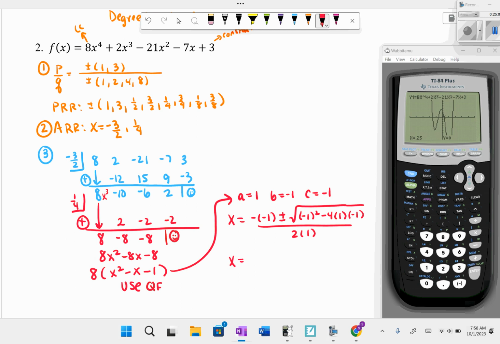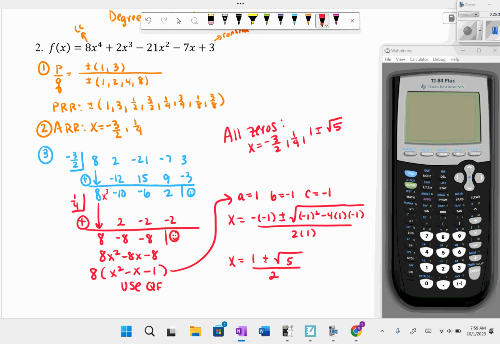And then we just want to simplify, so negative negative 1 is positive 1, plus or minus the square root of 1 plus 4, so 5, over 2, and of course that doesn't simplify any further. So that means that all of the zeros are x equals negative 3/2, 1/4, and 1 plus or minus root 5 over 2.